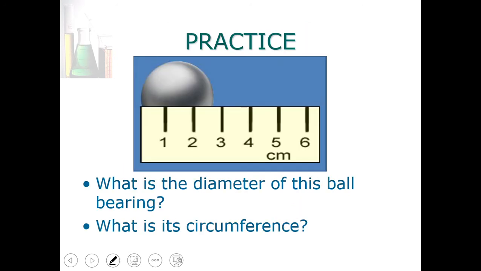Now, let's go into some specific situations here. Here is a ball bearing, and I have a ruler next to it. What would be the diameter, and what would be the circumference of it?